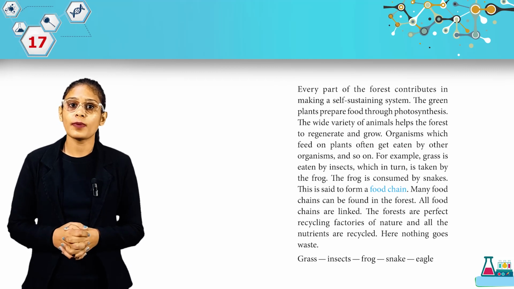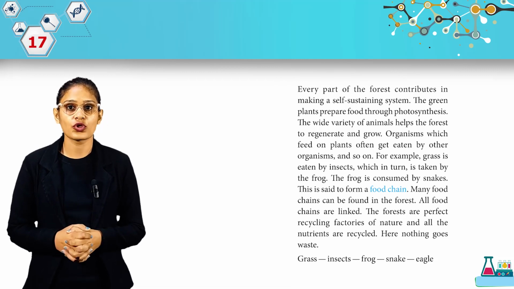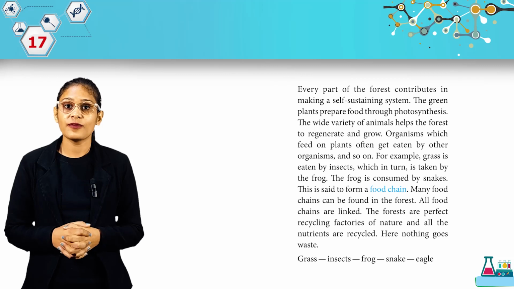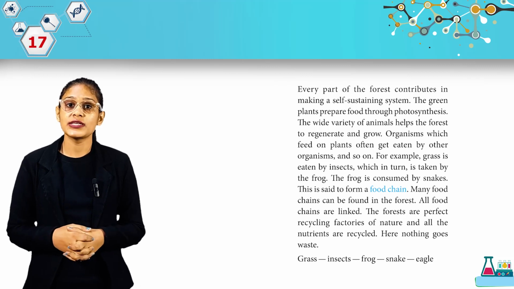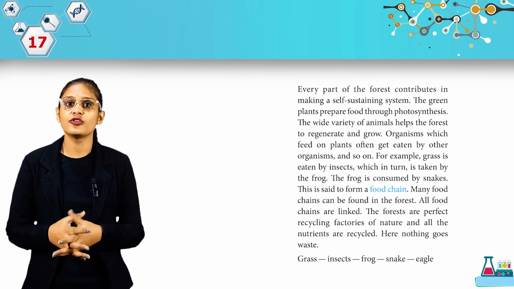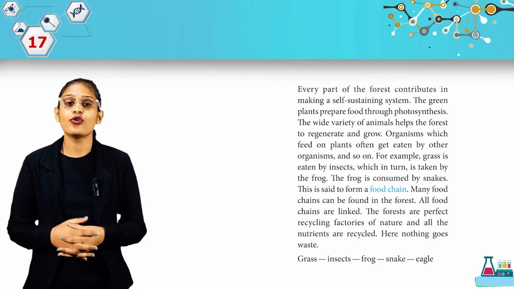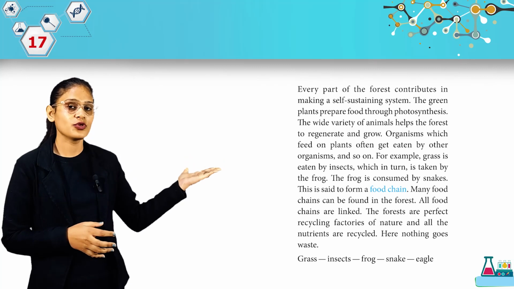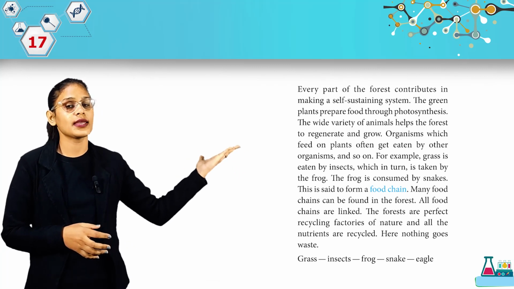The frog is consumed by snakes. This is said to form a food chain. Many food chains can be found in the forest. All food chains are linked. The forests are perfect recycling factories of nature and all the nutrients are recycled. Here nothing goes waste. Look here, here is a food chain: grass, insect, frog, snake, eagle.